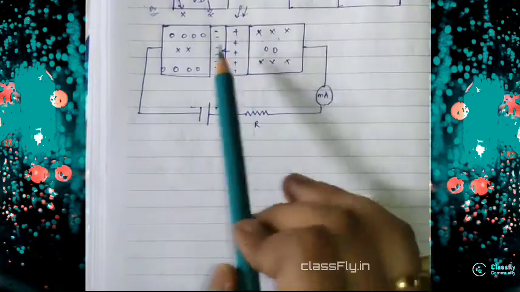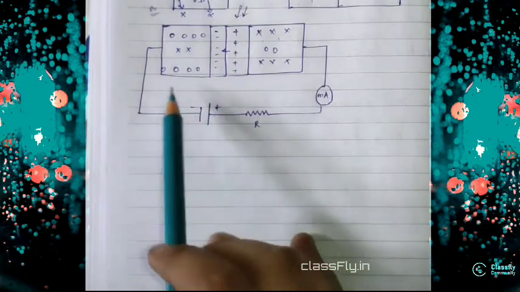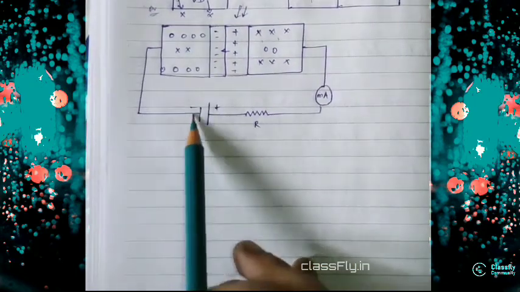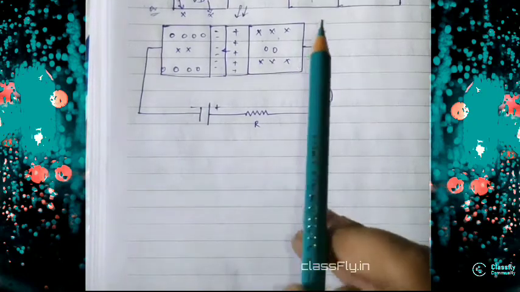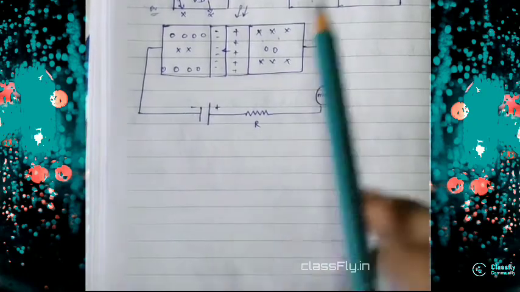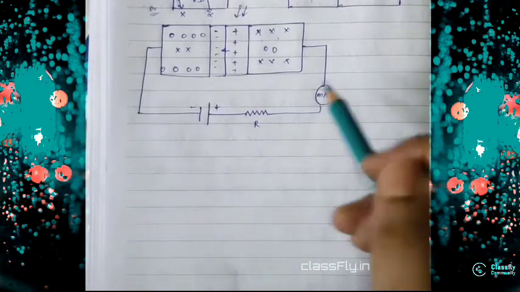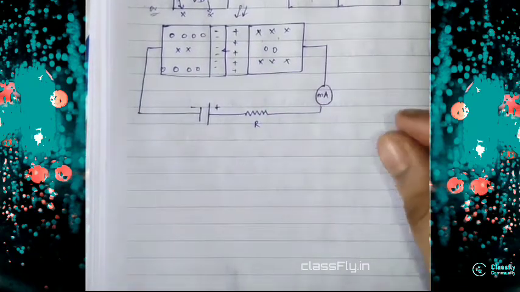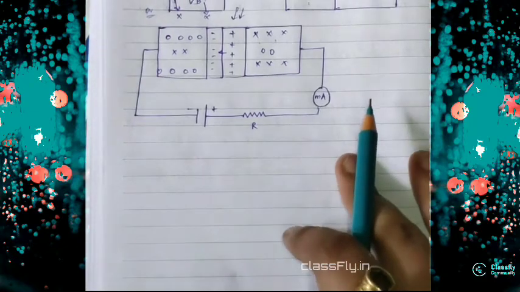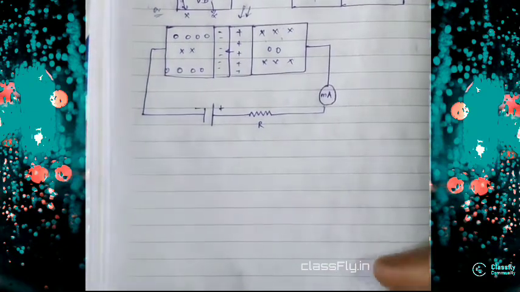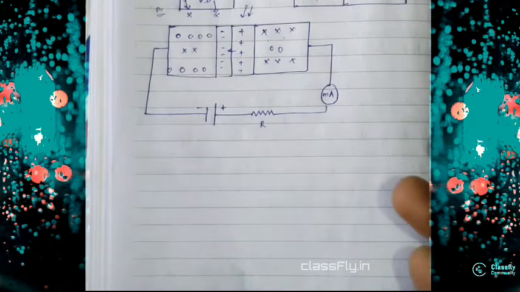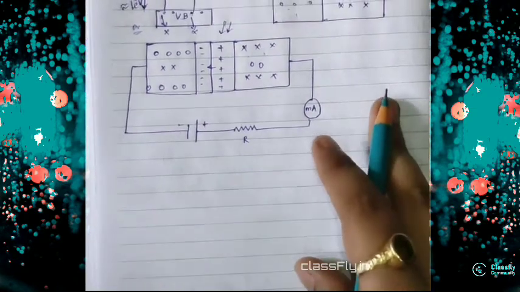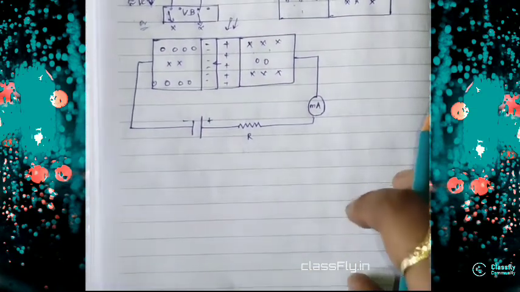As I told you, the photodiode will be reverse biased, so the P side is connected to the negative side and the N side is connected to the positive side. The main disadvantage here is that whatever the current is, it is very small and negligible, or you can say it is a dark current. So we need to increase its current to obtain proper electrical energy.